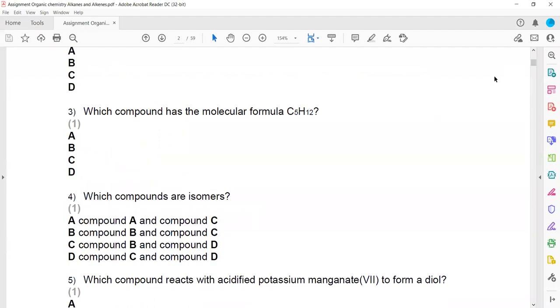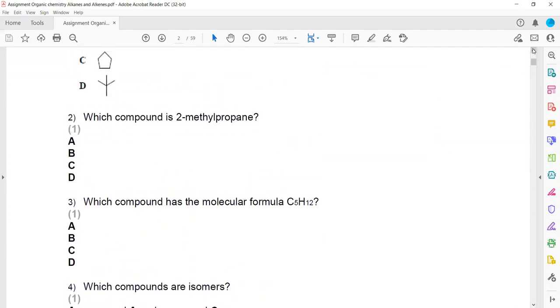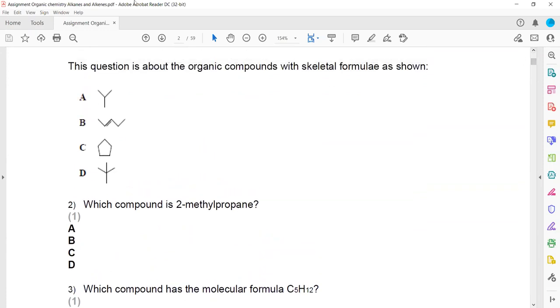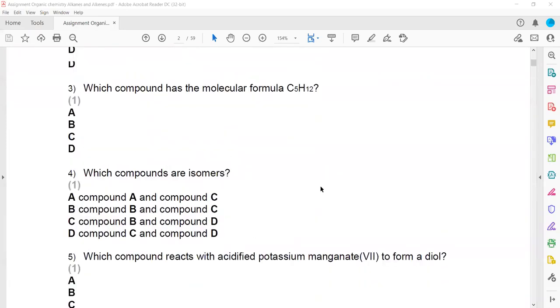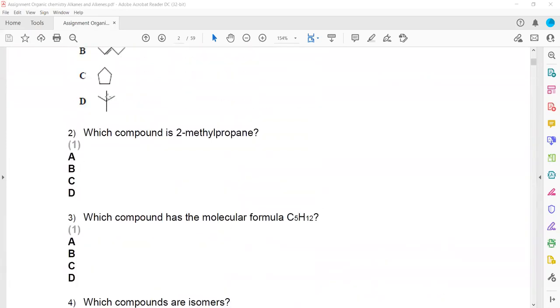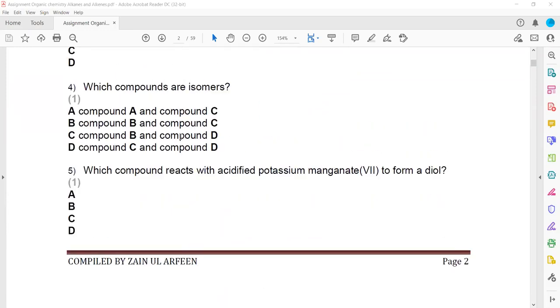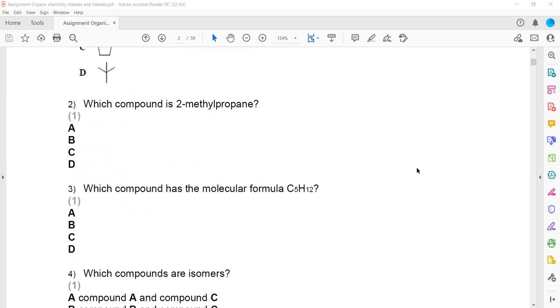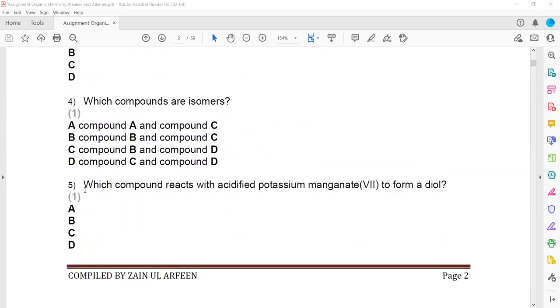Which compounds are isomers? Isomers have the same molecular formula but different structures. This one is C4H10, this is C5H10, and this is C5H10. So they have the same molecular formula but different structures, and we call them isomers. This is known as functional group isomerism, because they have 1, 2, 3, 4, 5 carbons but not the same structure. So compounds B and C are isomers of each other.